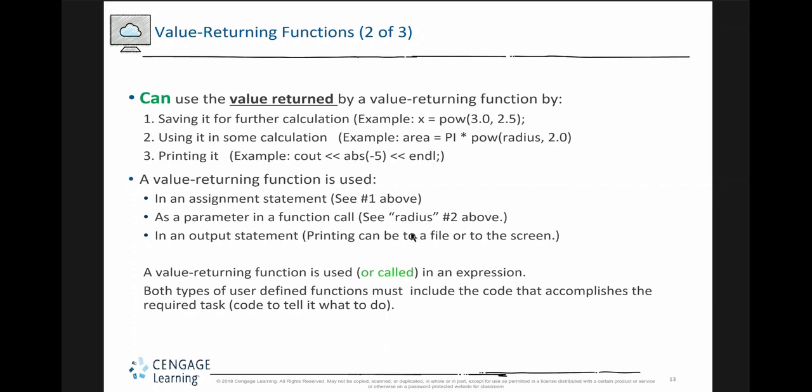A value returning function, or a function that has the return statement that carries a value, is used or called, we use that term in C++, called, with an expression. You have a certain expression you have to use to call it. Both types of user-defined functions must include the code that accomplishes the task. So you have to have in your function what it does, right? You have to have the coding to make it do the thing that you want that function to do.